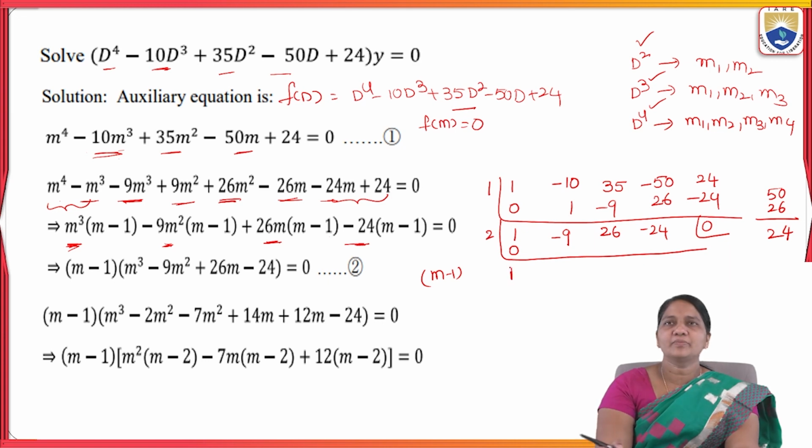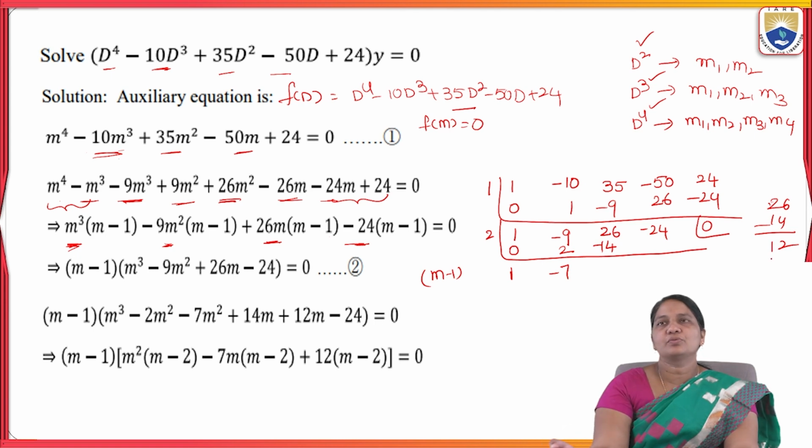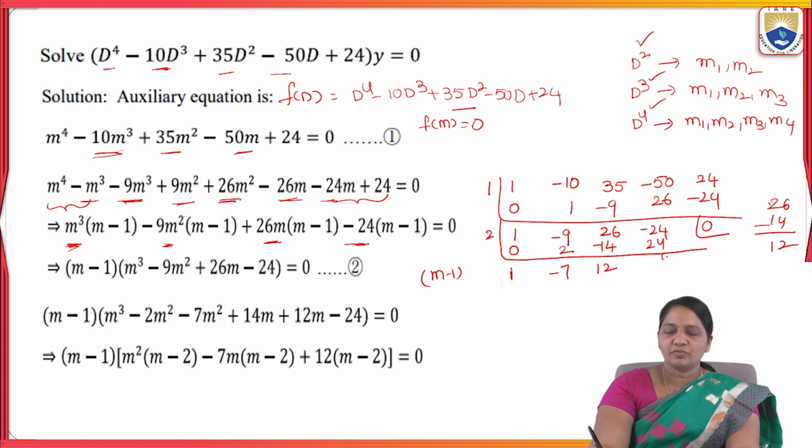So 1 plus 0 is 1. 2 ones are 2. So minus 9 plus 2 is minus 7. 2 sevens are 14, so minus 14. 26 minus 14 is 12. So this is 12. 2 twelves are 24, so minus 24 plus 24 is 0. So that means here I am getting m minus 2 into m square minus 7m plus 12 equal to 0. This is the equation we got here.